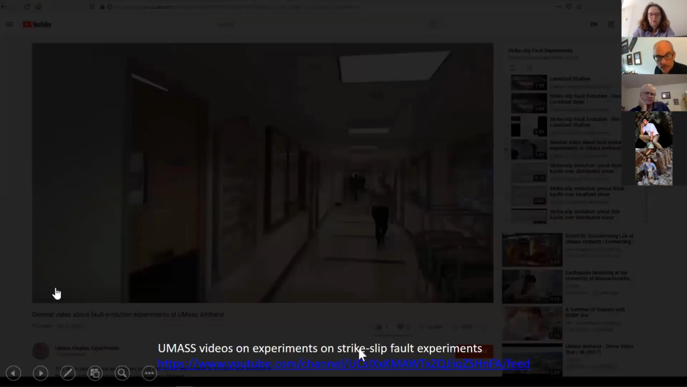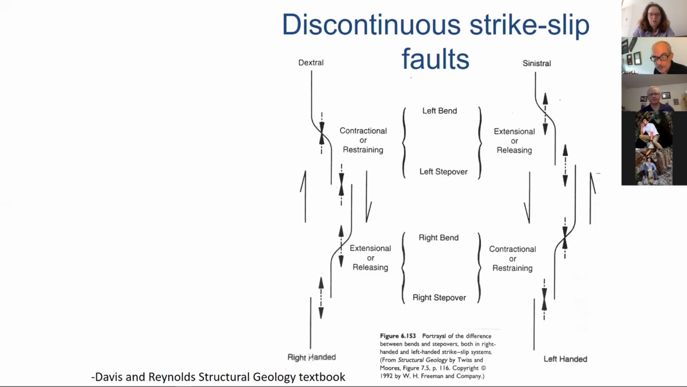But I put the link for these videos so you guys can watch it maybe when it won't crash your computer. So just some definitions. I talked about this a little bit already, contractional or restraining bends versus extensional or releasing. They can be true steps or just bent faults, but bends versus step overs tend to cause similar sorts of effects.